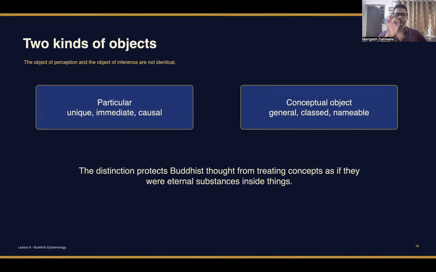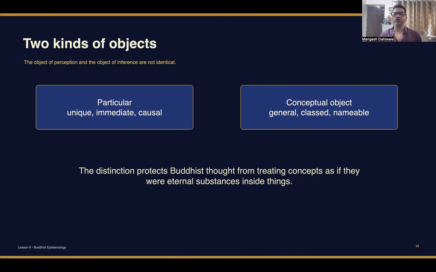So, the direct object is particular, unique, immediate, and causal. The conceptual object is general, classed, and nameable. So, for example, when you look at a tree, we do not have this conceptual object as a tree. But when we examine a tree, say, for example, biologically, we create a nameable object, a tree, we generalize it. Whenever we study a tree in biology, we don't study a particular tree, we study a generalized tree, we class it in a certain group, we name it.